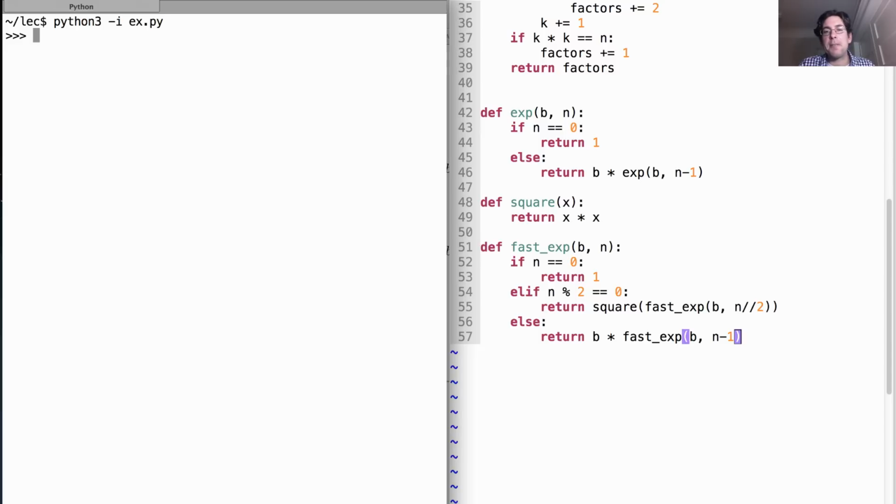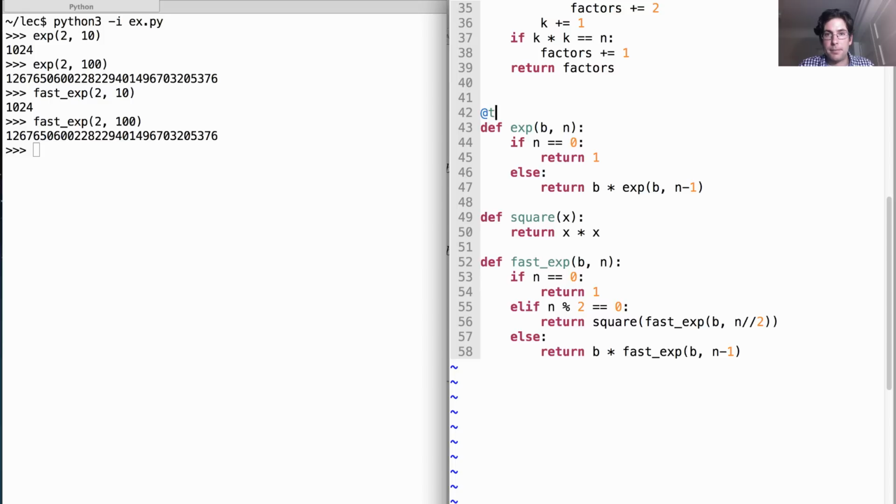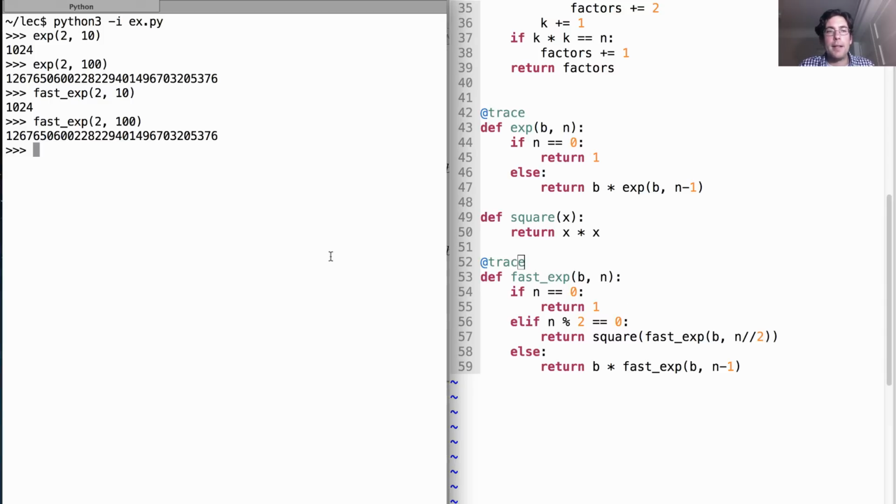Okay, let's load this into the interpreter and make sure it works correctly. 2 to the 10th power is 1024, and 2 to the 100th power is a big number. And what about fast exp? It works too. Now let's trace both of these functions to see if we can understand the difference in how they run.